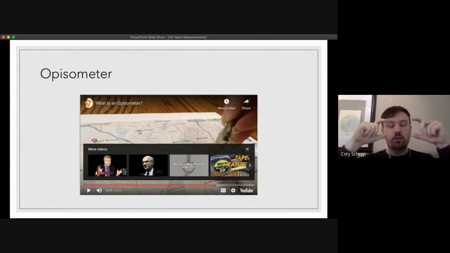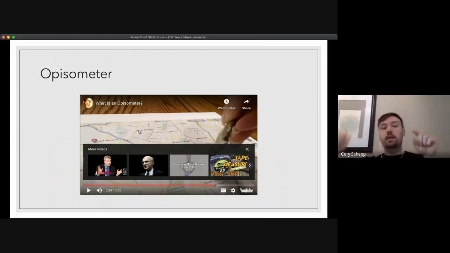Because it's pretty hard to measure a curved line with a ruler. You can't really do it because there's so many curves, and as you go up and then down and up, you can't measure all those individual lines, right? So you have to use an opisometer to do that.